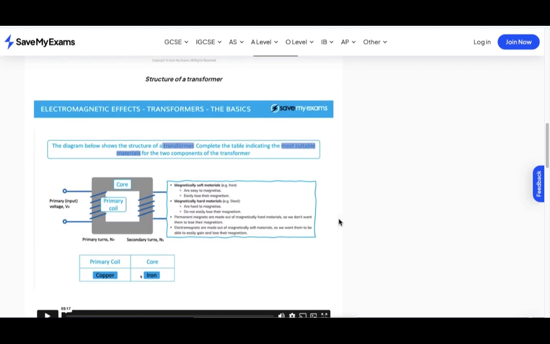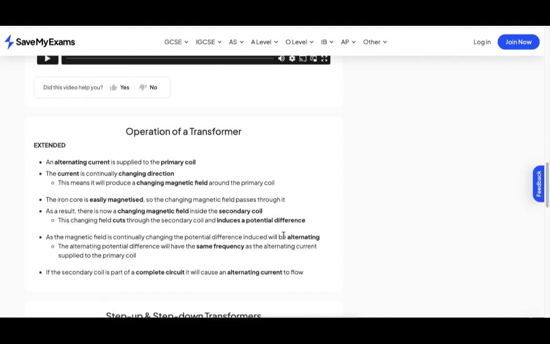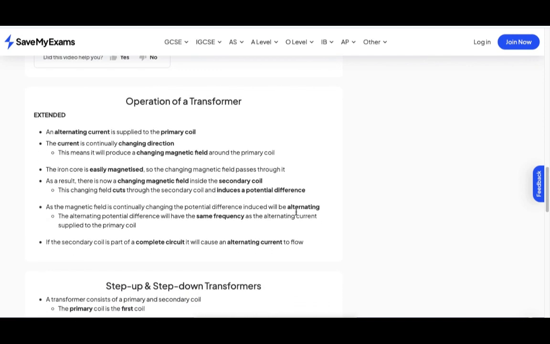We've looked at this. Then we said in the exam, they might ask you which metal is used for making the core. It's iron. What about the coil? The coil is copper. You use copper to make the coil, but you use iron to make the core. So you take note. Okay, now let's take a look at the operation of a transformer.